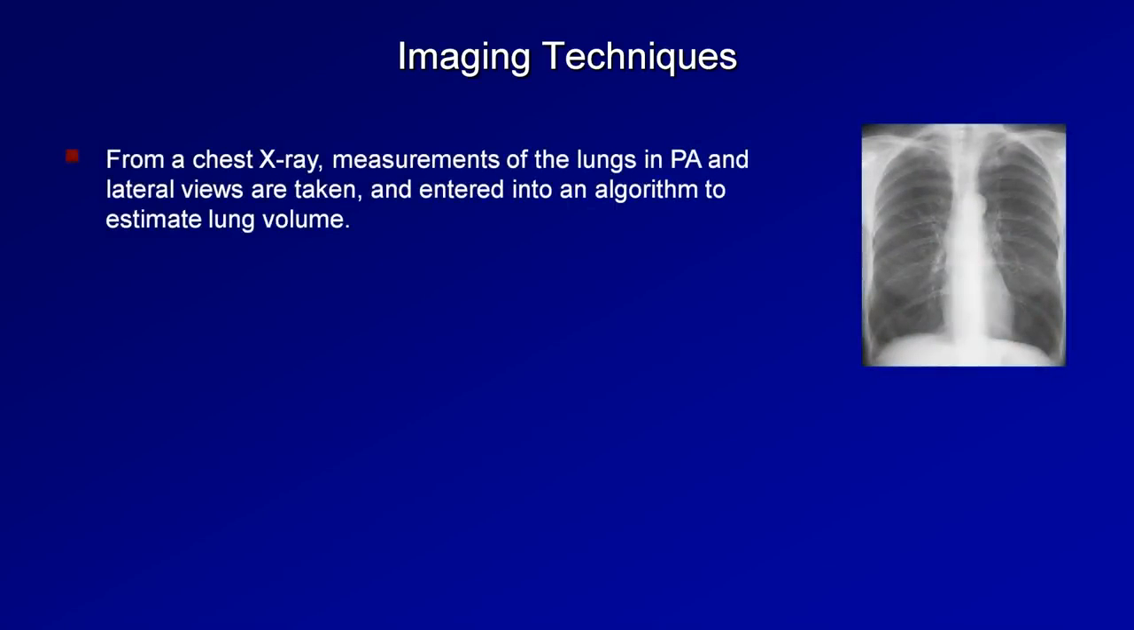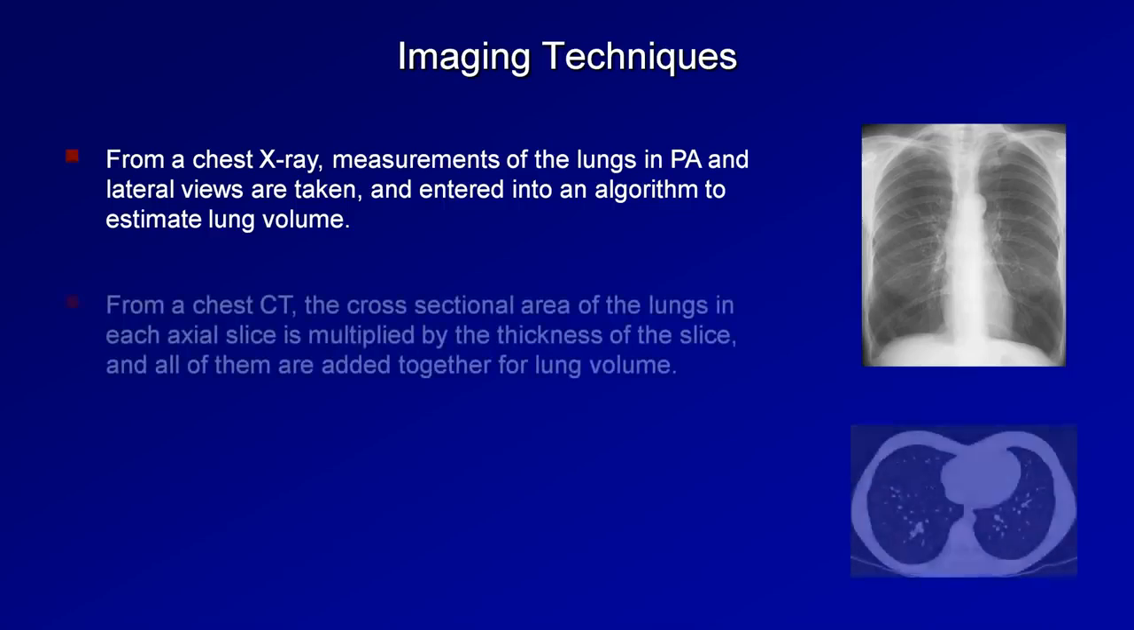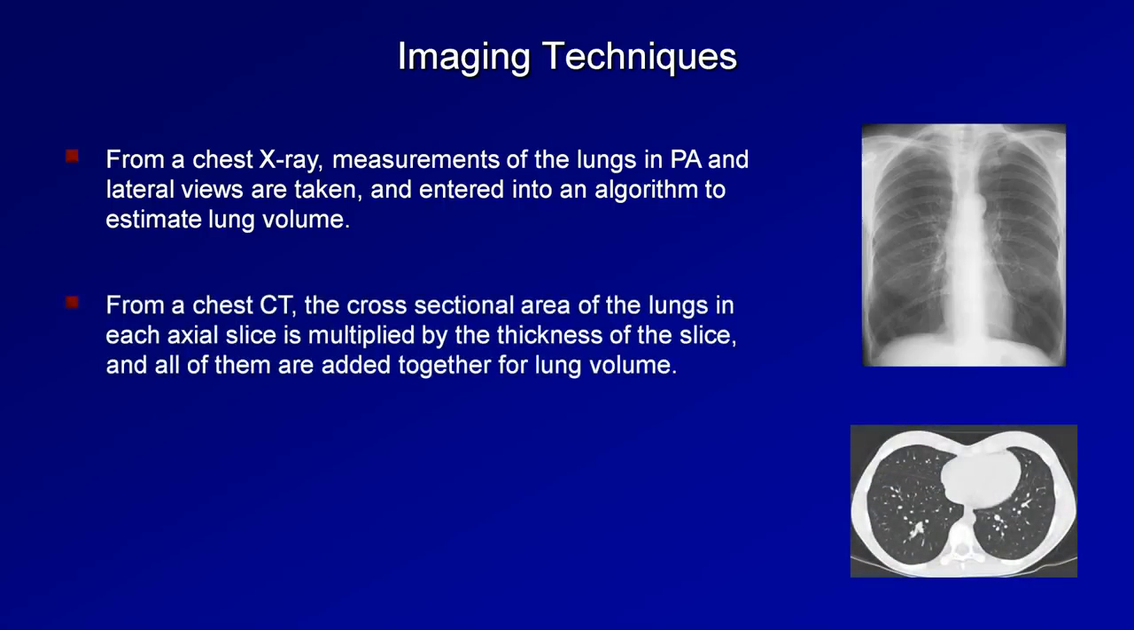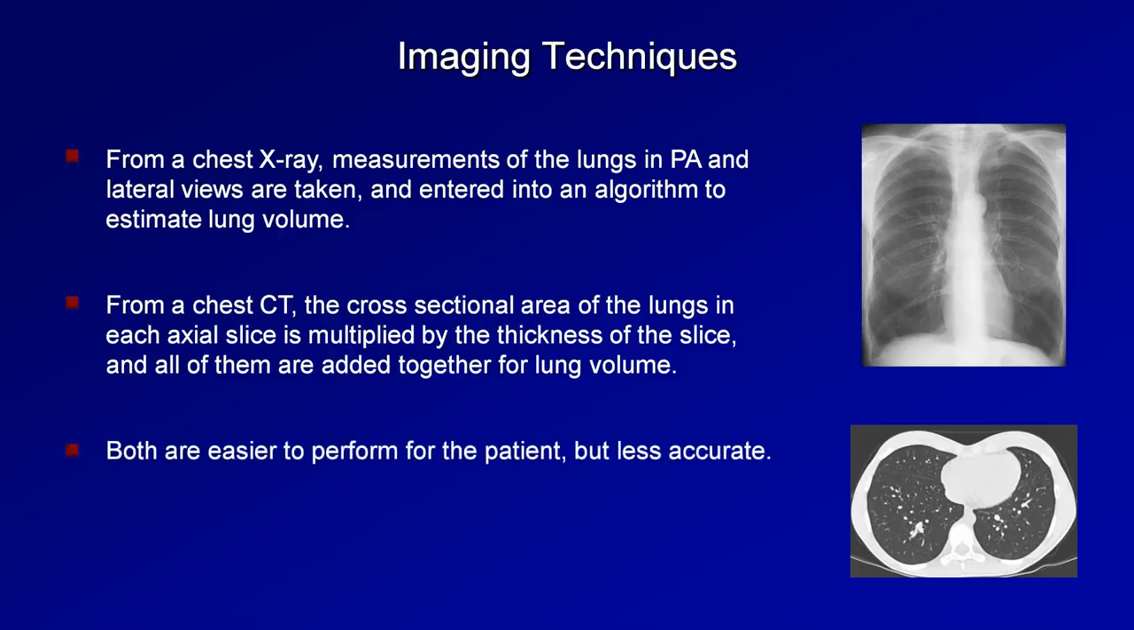The final method for measuring lung volumes are radiographic techniques. From a patient's chest X-ray, measurements of the lungs in the PA and lateral views can be taken and entered into an algorithm to estimate lung volume. From a chest CT, the cross-sectional area of the lungs in each axial slice is multiplied by the thickness of the slice, and all of them are then added together for the lung volume. Both of these are easier to perform for the patient, but less accurate. The patient will still need to be able to perform an adequate breath hold and generally follow directions regarding his or her breathing pattern during the test.